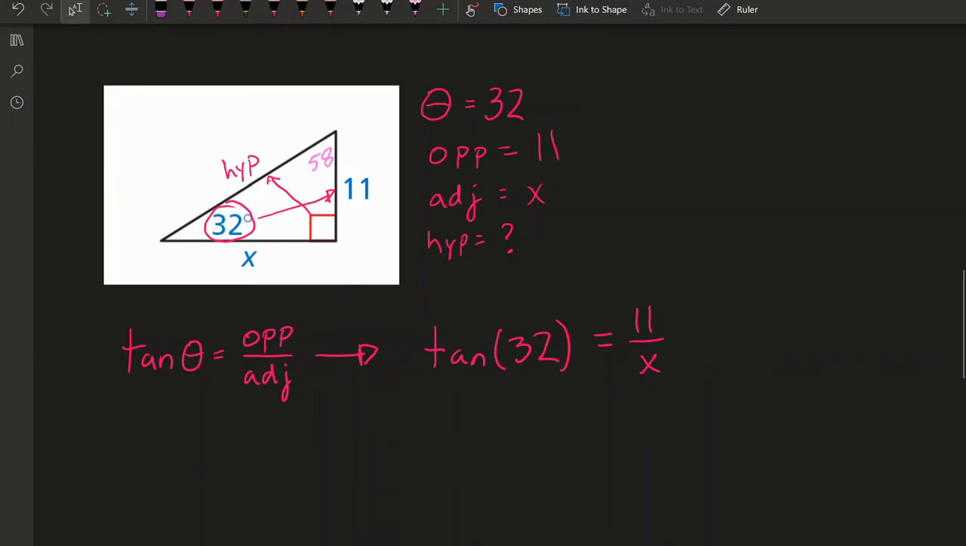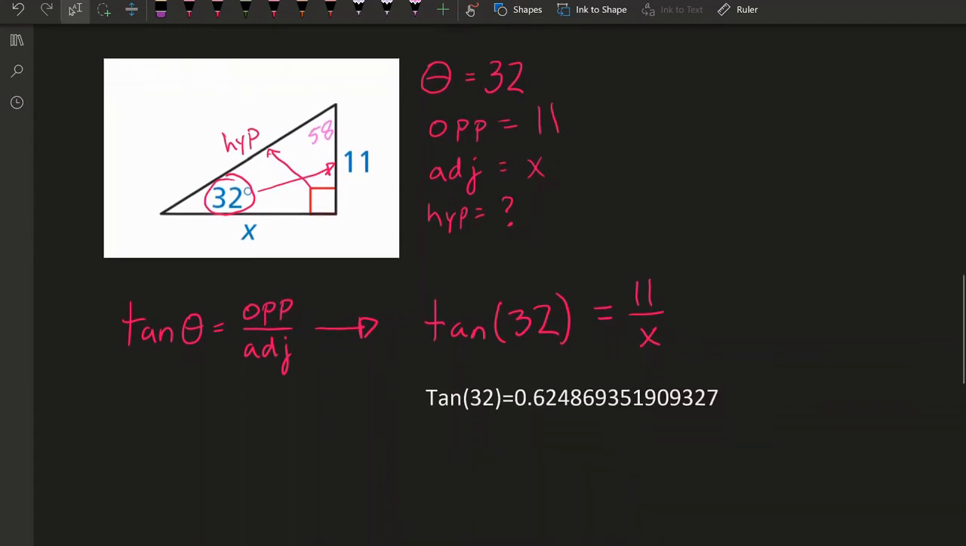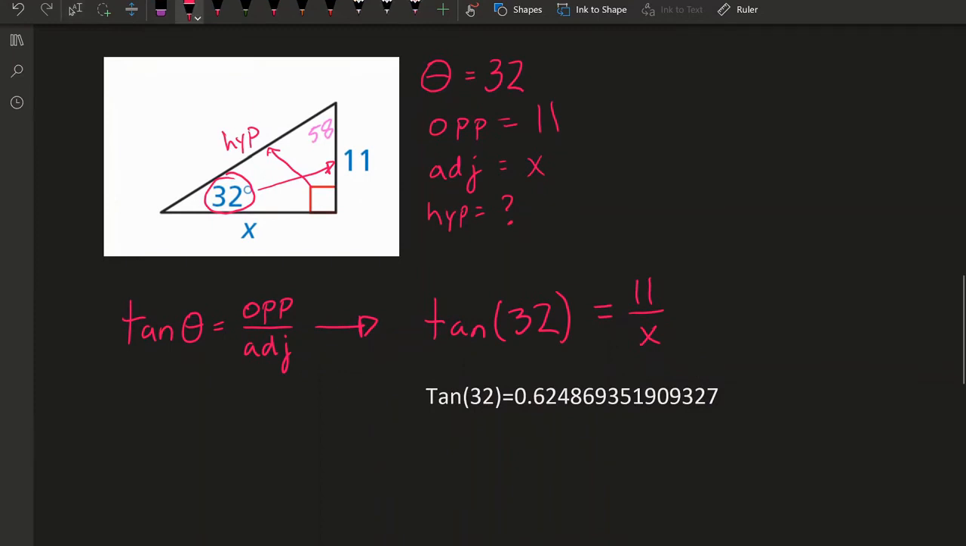So right here, tangent of 32, this is a number that your calculator knows. Your calculator knows if I have a 32-degree angle, what are the ratios between the opposite and the adjacent. So I'm just going to type in tangent 32. And there's my answer right there. I'm just going to take the first 4 decimals right now. So tangent of 32 is 0.6249, after rounding up the 9, equals 11 over x.